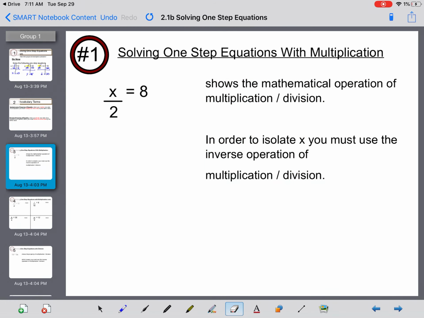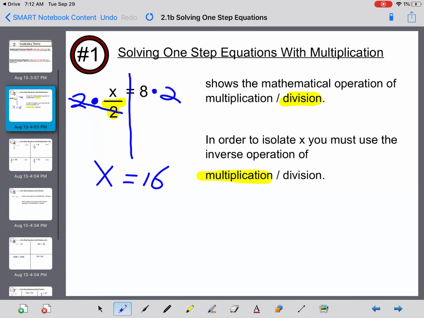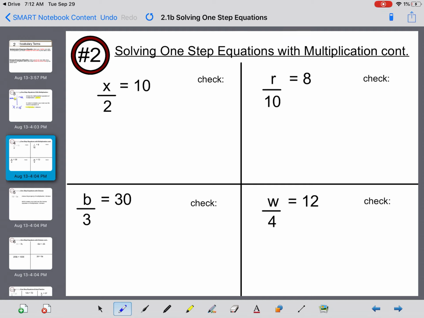Solving one-step equations. So I see x divided by 2. So it shows division. So in order to isolate x, we must use the inverse or the opposite, which is multiplication. So instead of division by 2, I'm going to put multiply by 2. Multiply by 2. And remember, keeping your equation balanced. My times 2 and my division by 2 cancel each other. X equals 8 times 2 is 16.